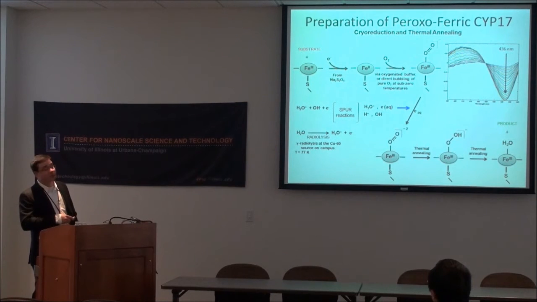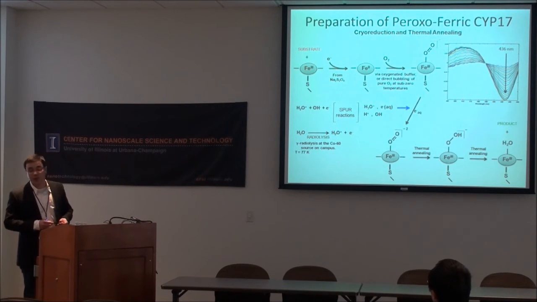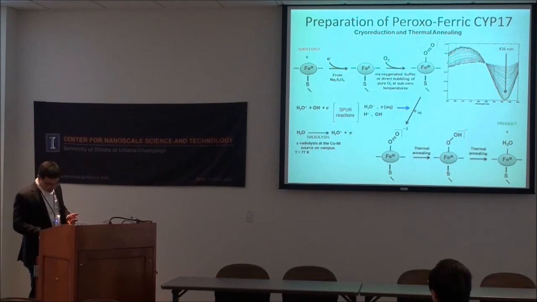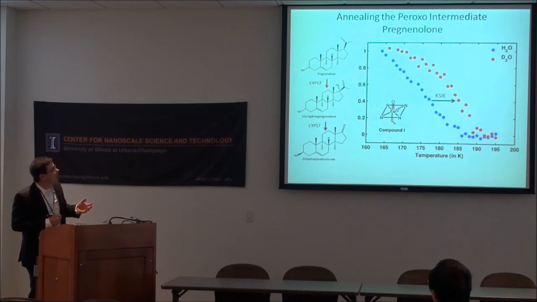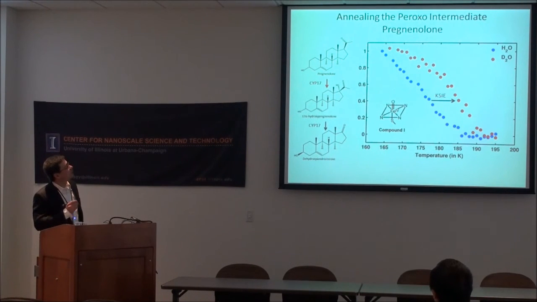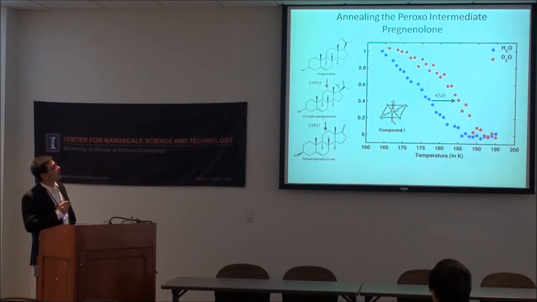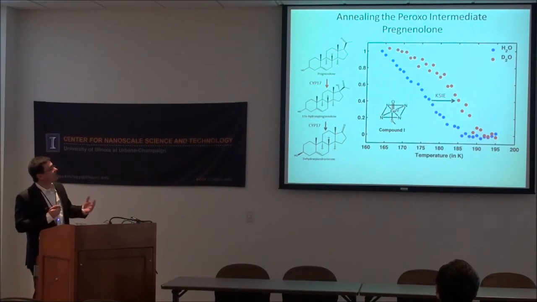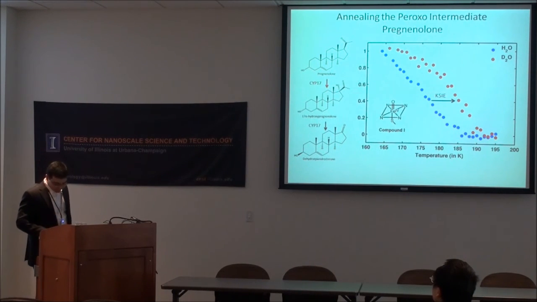And then you put it in the cryostat that I showed you, and you can watch the characteristic optical spectra of this peroxoanion decay as a function of temperature. And when you do this, you get these traces, like I showed you before. This is annealing the peroxoanion of pregnenolone. So this is a standard P450 mediated reaction going through compound 1. It's just a standard hydroxylation. And as you'd expect, in H2O you get this profile, and it's right shifted in the presence of D2O. So that provides evidence of protons involved in compound 1, as expected.